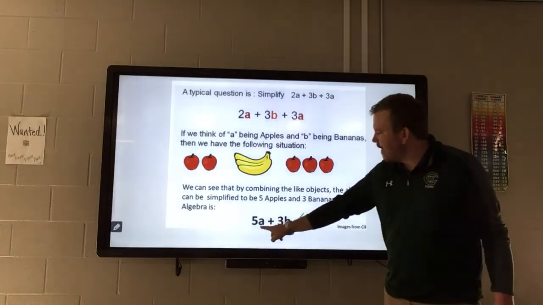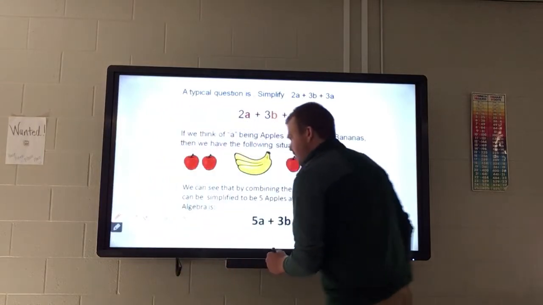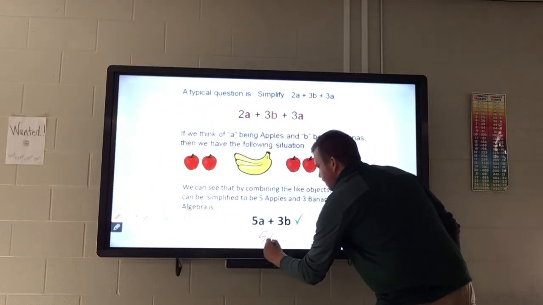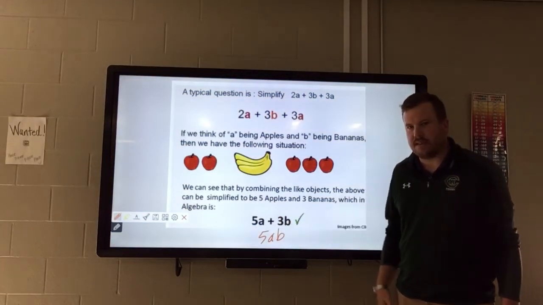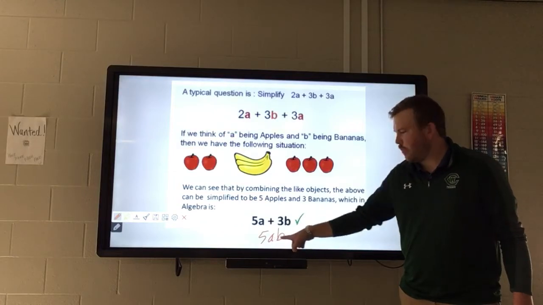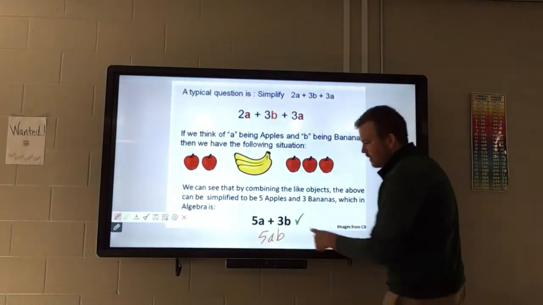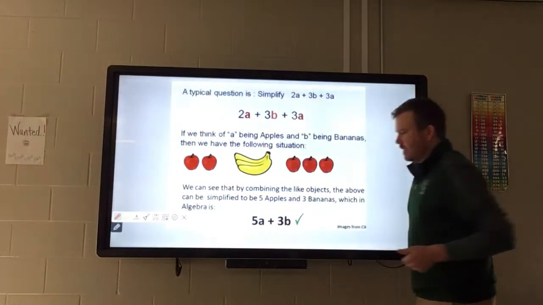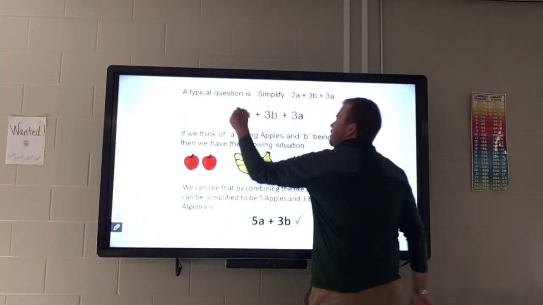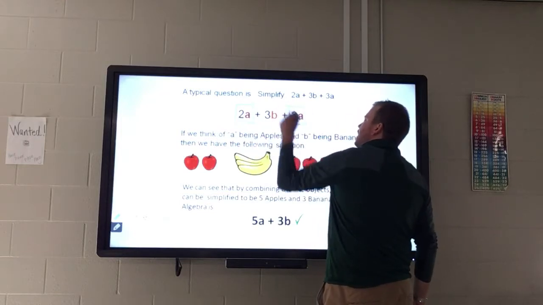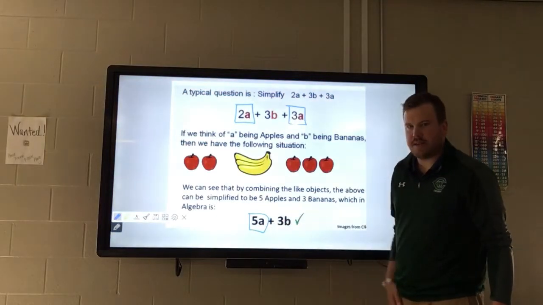Notice we do not combine 5 apples and 3 bananas into something that looks like this. Now you're saying instead of getting 5 apples and 3 bananas, you got 5 apple nanas or banapples. It doesn't make sense. Since these two are not like terms, that's as far as we go. So to sum this up, we combine the like terms, in this case 2 apples, 3 apples, into 5 apples, but we do not combine the apples with bananas.